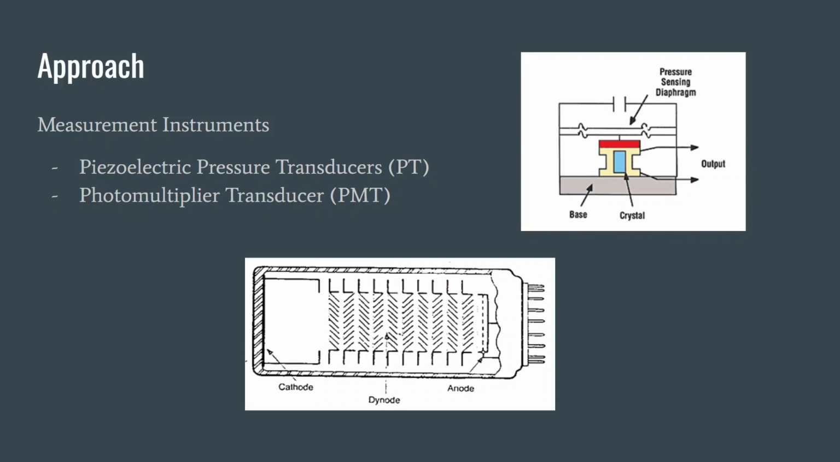Now on to the approach. So we'll be using two major pieces of measuring equipment: the piezoelectric pressure transducer, which takes advantage of the piezoelectric effect to measure the pressure experienced at different points of the tubes, and the photomultiplier transducer. The photomultiplier transducer is able to absorb and multiply photons generated by chemiluminescence of the reaction components, and therefore is able to show us the rate at which the reaction is taking place. Fast reactions, more photons, and vice versa.